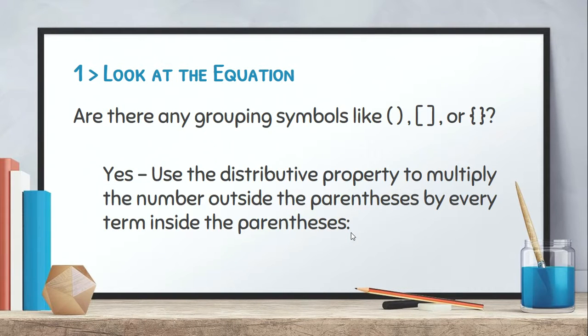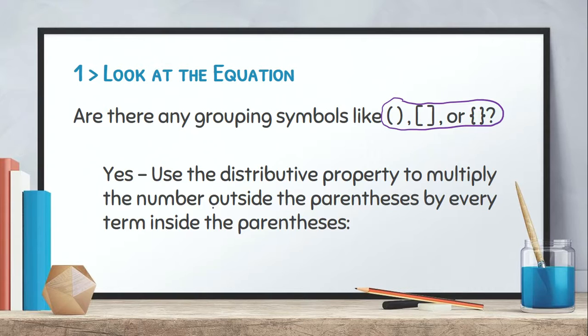So the very first step, and that's right at the top, it's number 1 there. In fact, you can put a little 1 on the left side of that and circle it. It says, look at the equation. Are there any grouping symbols? Does it have parentheses? Does it have brackets? Does it have braces? If it does, we need to take care and use the distributive property.